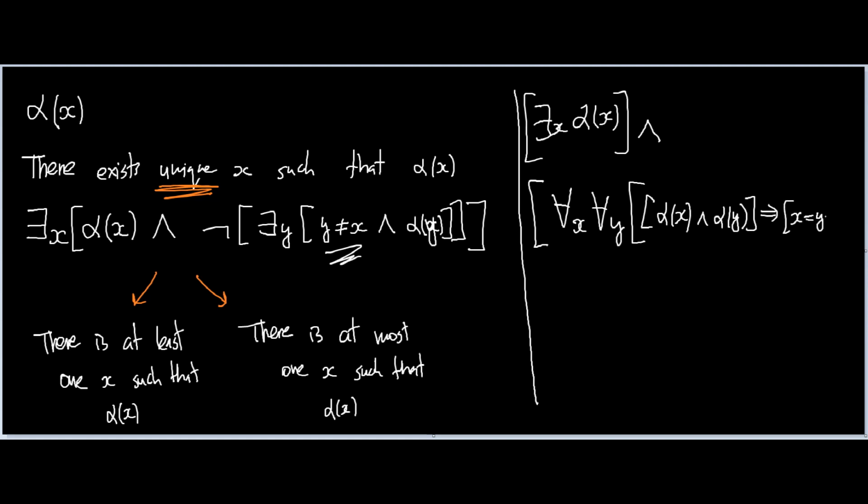This ensures that there can't be more than one x such that alpha x is true, because as soon as there are two of them, as soon as there is a second candidate, if that y also has the same property, then y will have to be equal to x. And so that's the same as saying that there is at most one x such that alpha x is true.